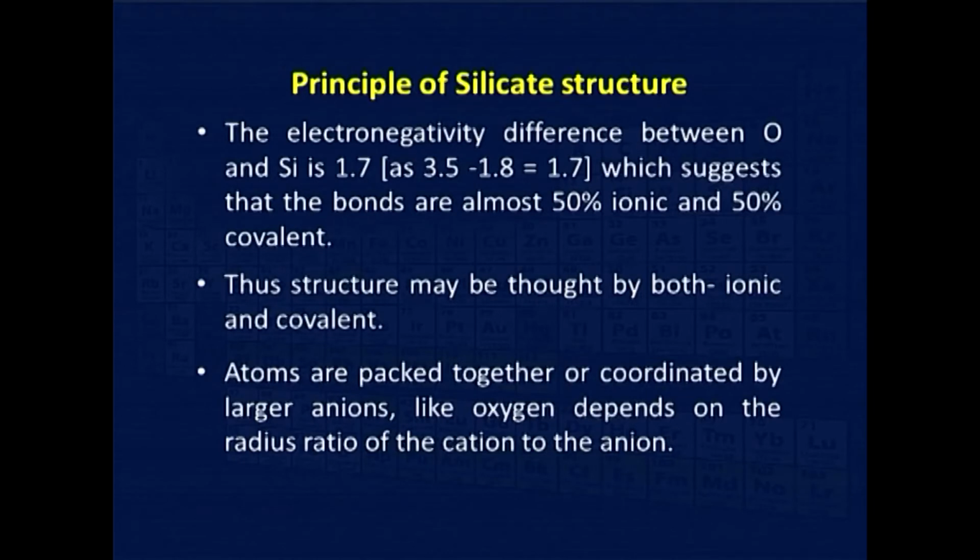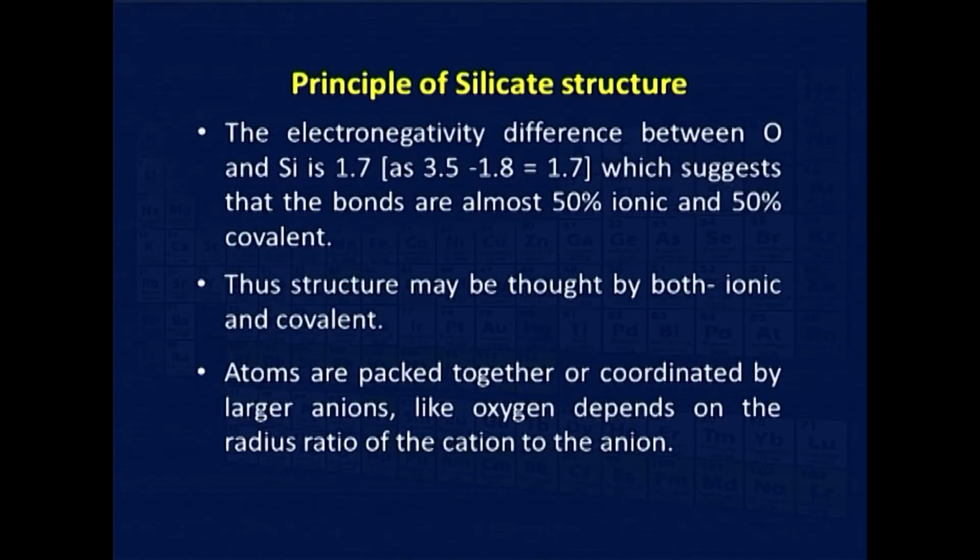The silicate is also defined as the salt or ester of silicic acid with polymeric negative ions having tetrahedral structure of silicate groups linked in rings, chains, sheets or 3-dimensional framework. These are the principles of silicate structure.